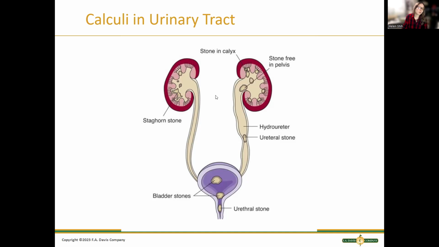If the stone is forming in two different calyces and they merge together, it's known as a staghorn stone, which is shown here on the left. Staghorn meaning that they have horns almost like a deer. And then you could have bladder stones, which should be known as cystolithiasis, in which the stones form in the bladder. And then you could also have urethral stones because you were trying to pass the bladder stones.